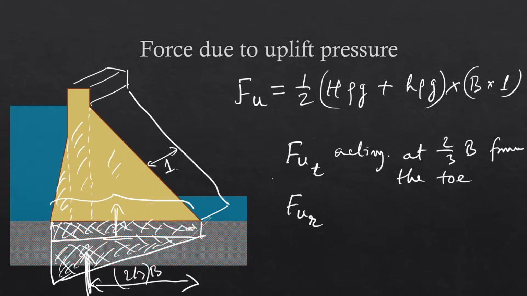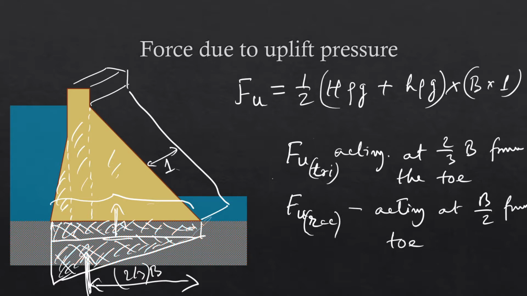and FU rectangular part, and this will be acting at B by 2 from the toe, or the heel is the same thing if it is at the middle. So this is how we find out the uplift pressure force and its location.